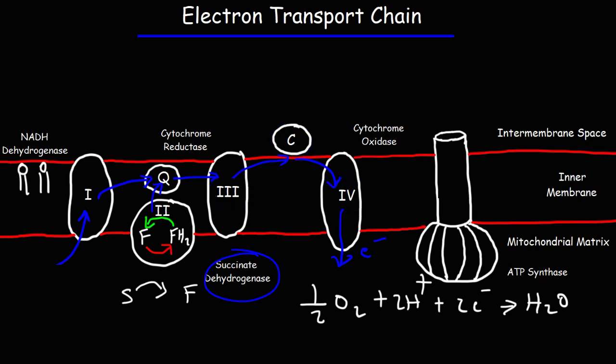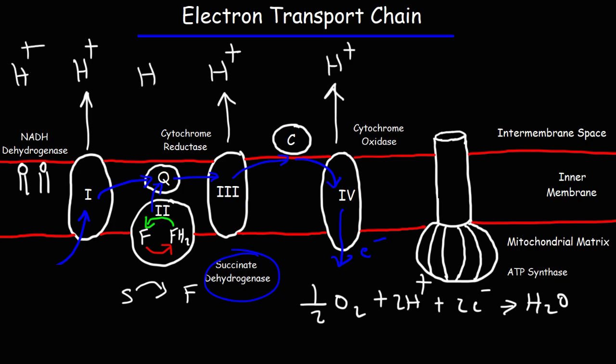Now, as the electrons are transferred through these membrane proteins across the electron transport chain, protons are pumped from the mitochondrial matrix into the intermembrane space. And so each of these transmembrane proteins is pumping out protons into the intermembrane space. And so what happens is we have a buildup of positive charge in the intermembrane space. So the pH here is going to be relatively low.